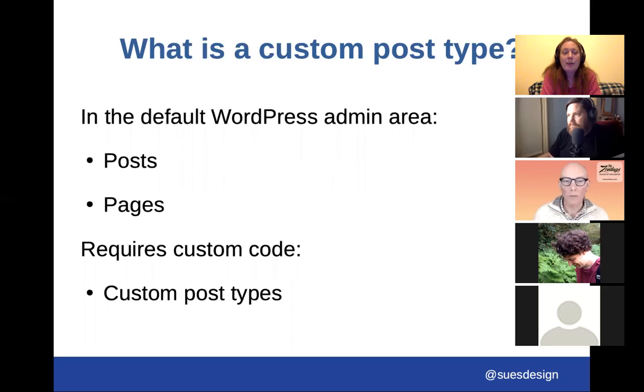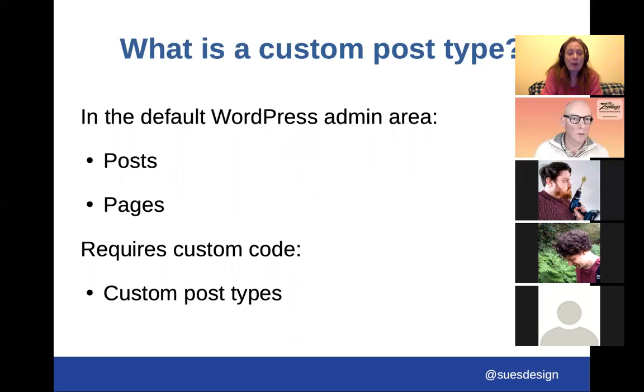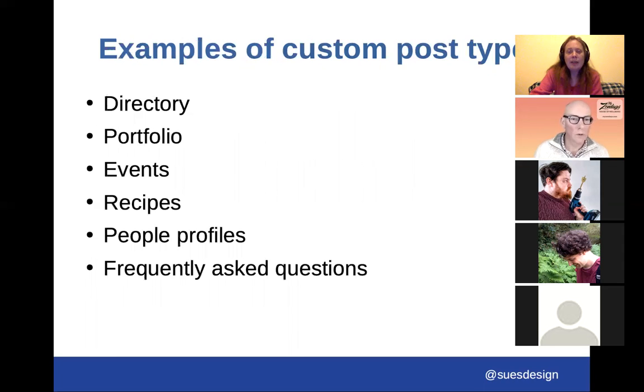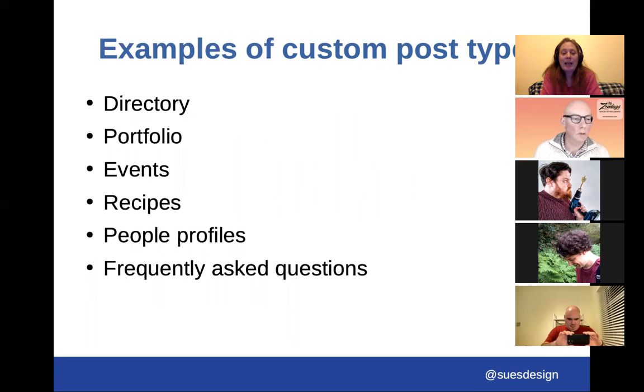So what is a custom post type? If you log into the WordPress admin area on a new site, you will see posts and you will see pages. You will not see custom post types. That's because the custom post types actually require some custom code. So the sorts of things that you can use custom post types for, you might have a directory, a portfolio, events listing, recipes, people profiles, frequently asked questions, things like that.